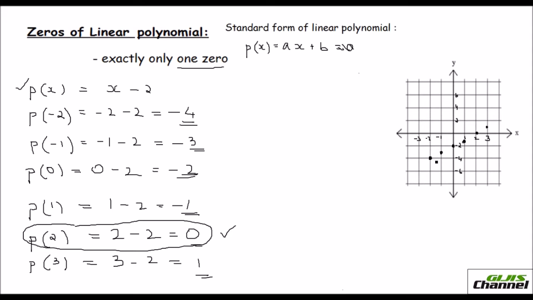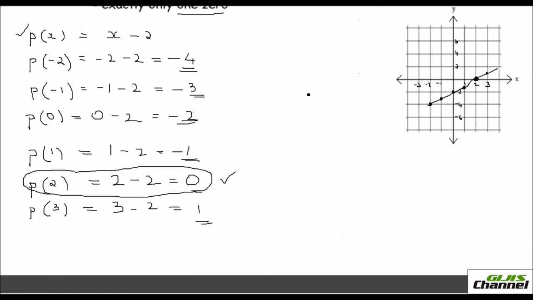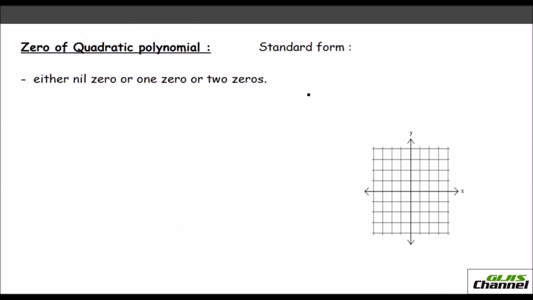So when you look at this, this is a straight line. Now you can understand that this line will just go further like this. It is not going to take a U-turn and cut the x-axis anymore. So it would cut the x-axis at only one place, since it is a linear polynomial.